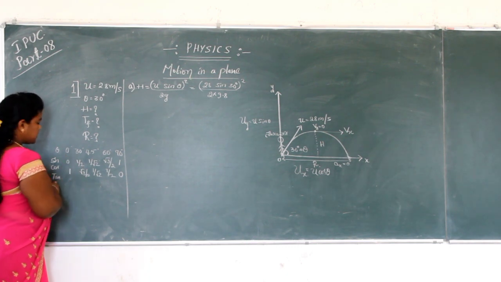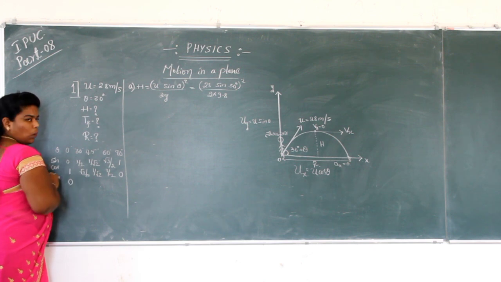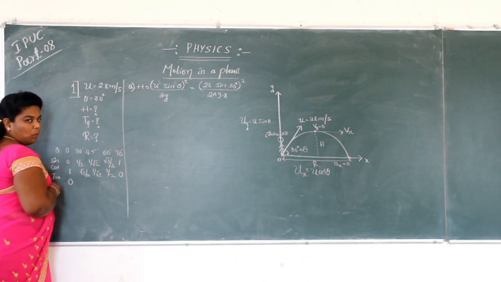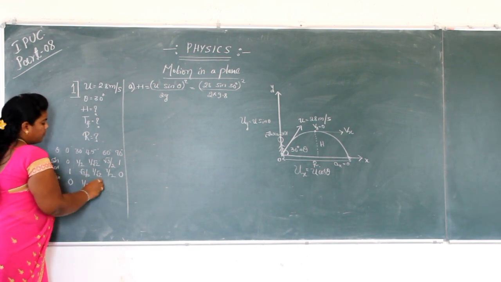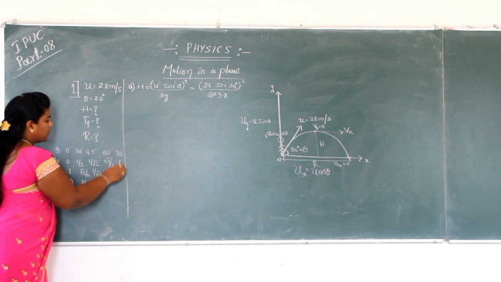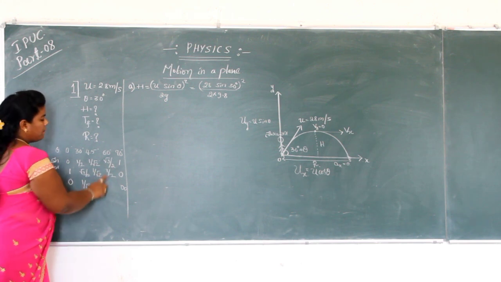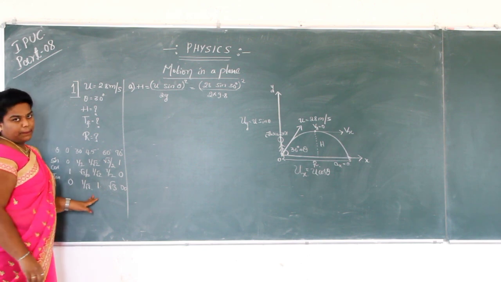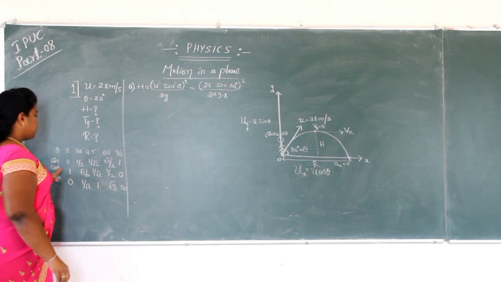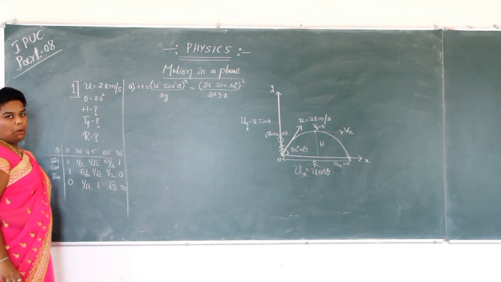Next, for tan, 0 by 1 is 0. 1 by 2 divided by root 3 by 2 becomes 1 by root 3. 1 by root 2 divided by 1 by root 2 is 1. Root 3 by 2 divided by 1 by 2 is root 3. 1 by 0 is infinity. So you must remember these values. Only if you remember them can we solve this. Otherwise it's very difficult to solve.